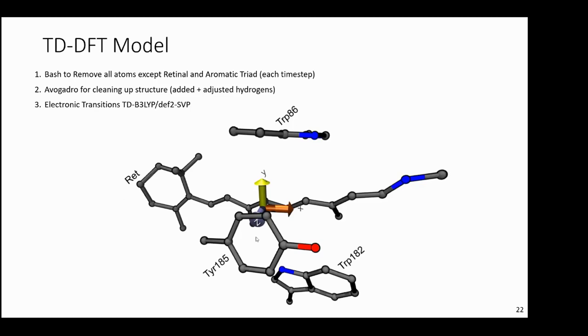And so how I crafted this was done by utility of a bash script to remove all atoms that did not belong to the retinal or the aromatic triad at each time point of the dynamics run earlier. All sp3 hybridized carbon atoms that had missing hydrogen atoms were capped with hydrogens using Avogadro, and then I calculated the electronic transition at the TD-B3LYP/def2-SVP level of theory again.